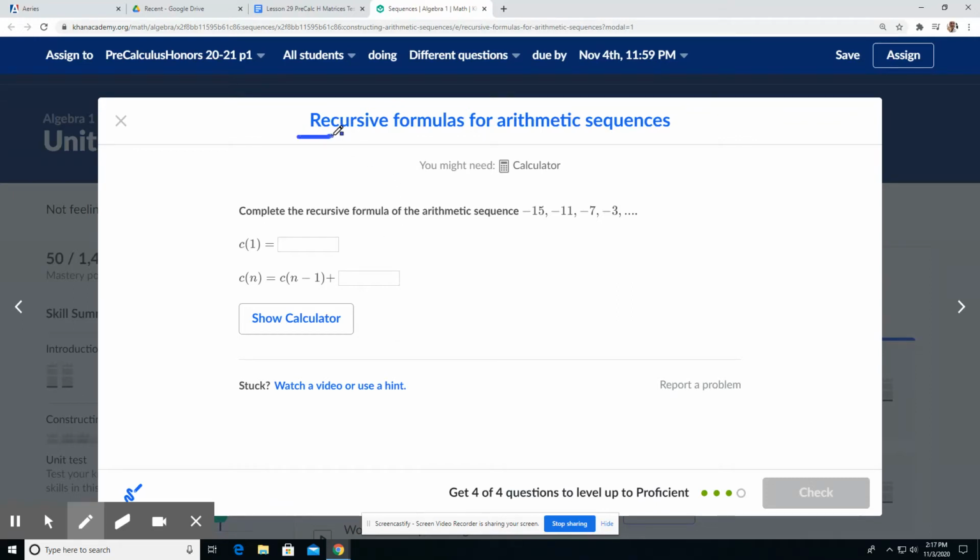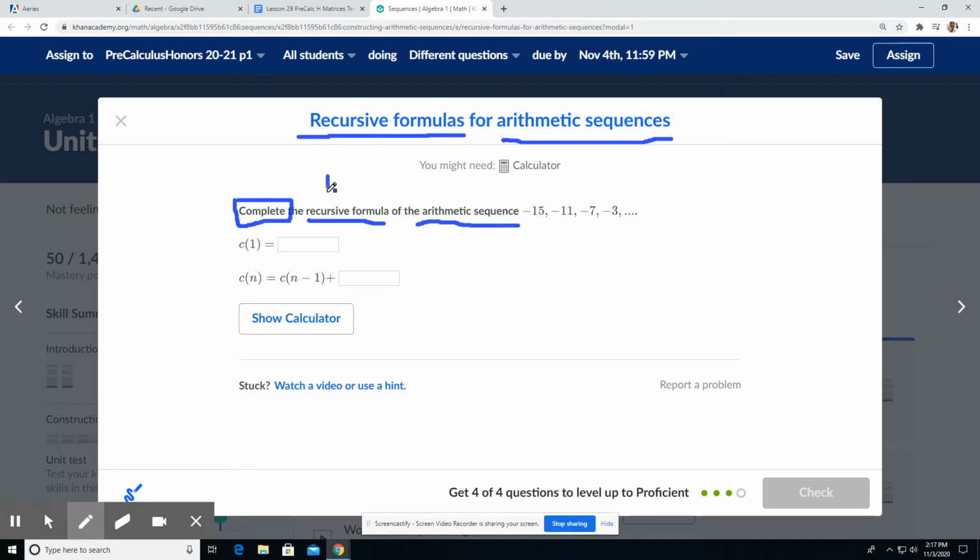We are using a recursive formula for the arithmetic sequence here. Okay, well, let's break down some of the vocabulary and terminology we have, also some of the symbols that are being used and the way it's ordered. So we're asked to complete what? A recursive formula of an arithmetic sequence.